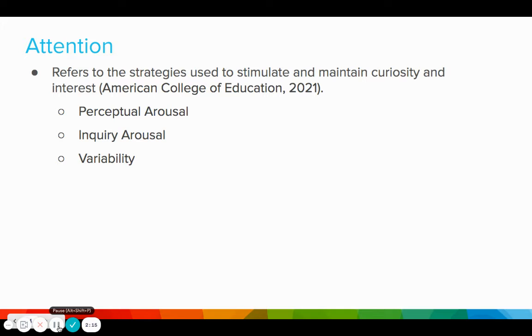The next type of attention getter is inquiry arousal. This type of attention getter provokes questions and thoughts and gets the students to dig deeper. An example of this might be one that I used in a rock identification unit. I started the unit by presenting the class with a problem. NASA scientists needed help organizing rocks that they had collected. The scenario gave students real-life context and got them to start thinking about questions and wondering how they were going to solve the problem. The last strategy is variability.